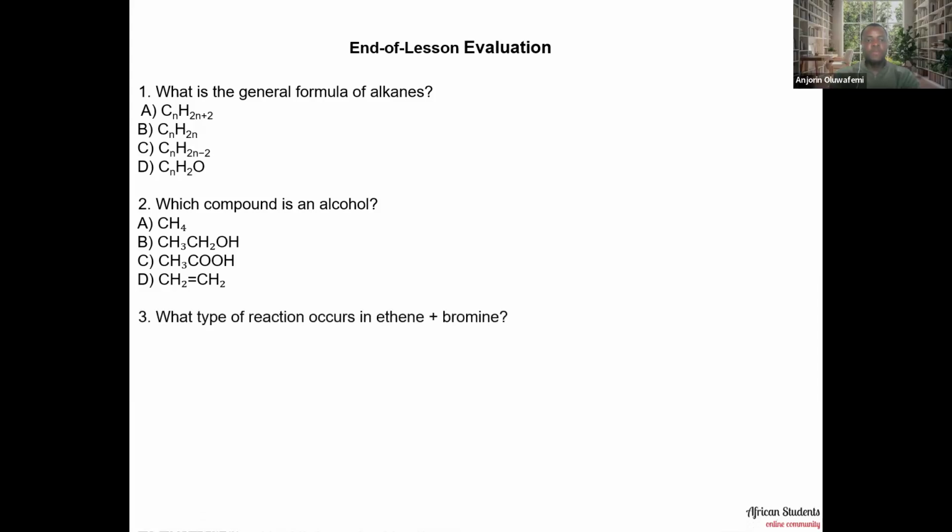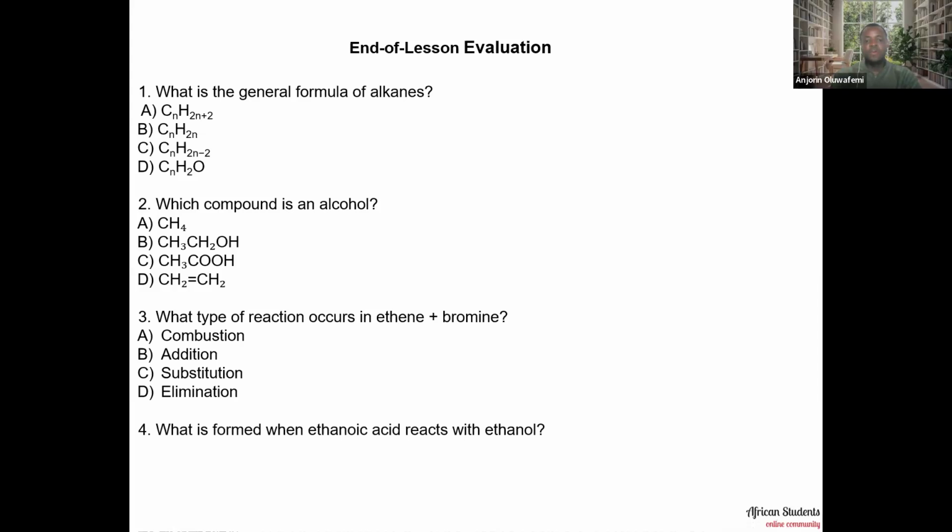What type of reaction occurs in ethane plus bromine? When you have ethane and bromine coming together, is it a combustion reaction, an addition reaction, a substitution reaction, or an elimination reaction? We've talked about this before in the course of the lesson. So let me know what you feel the right answer is in the comment section. And if the answer you chose is A, that means you're wrong. If the answer you chose is C, you are also very wrong. But if you have chosen option B, which is addition reaction, that is very, very correct.